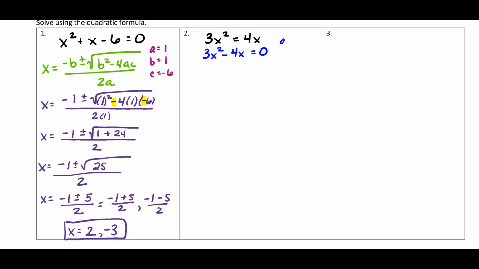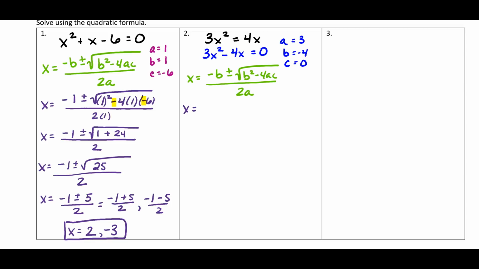So now we need to identify our a, our b, and our c. Our a is going to be 3 because it's in front of the x squared term. Our b equals negative 4 because it's in front of the x term. And since we don't have a constant, that means our c value is going to be 0. So now we're going to write down our formula. X equals negative b plus or minus the square root of b squared minus 4ac all over 2a. And then we're going to plug in our values.